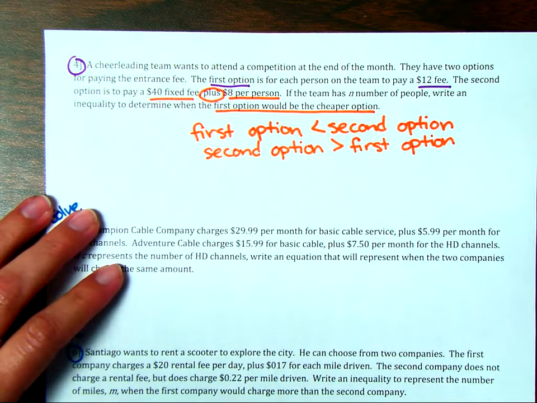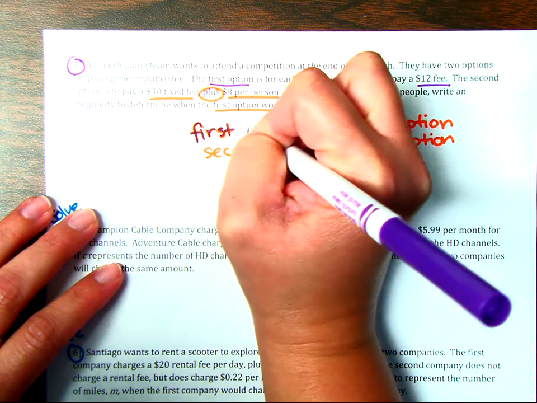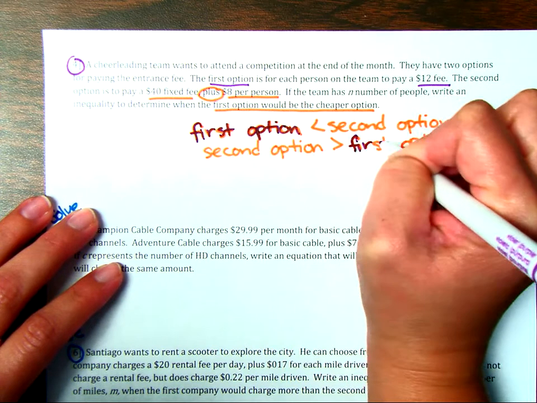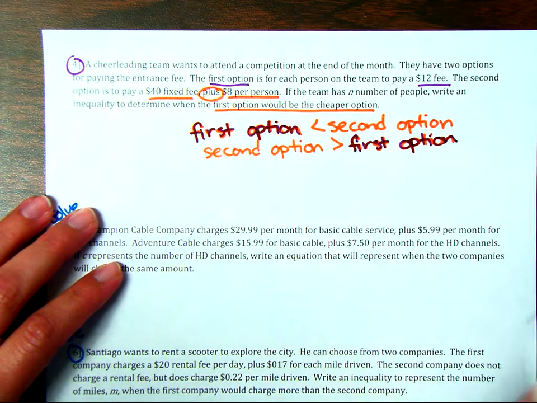Oh, I forgot to do my color. Let's do the first option in purple, just to keep it consistent with how we're going to set these up. Help your brain see it. Okay, so let's go ahead and write that.